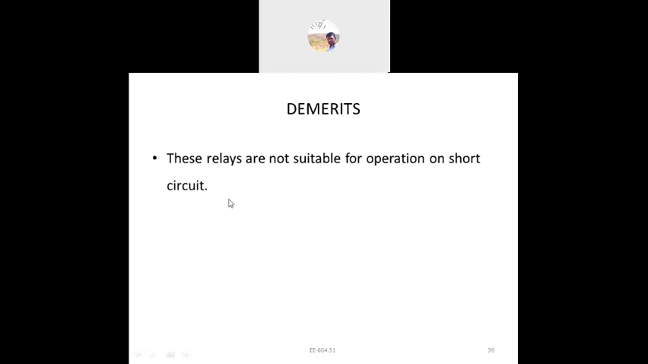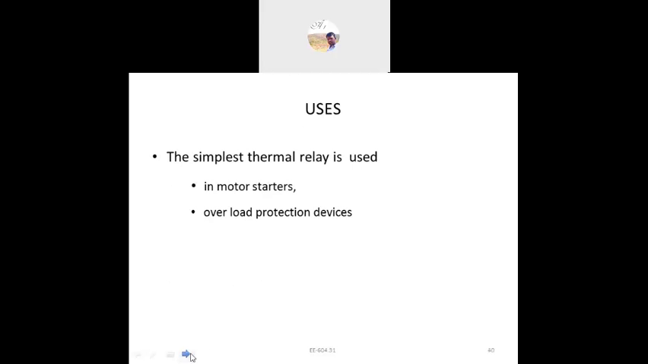Some demerits we can mention: these relays are not suitable for operation on short circuit. If there is a short circuit condition, these are not suitable. That is why we use these thermal relays for motor operations. The simplest thermal relay is used in motor starters and for overload protection. We can see this type of relay in the star delta starter, where thermal relay contacts will be there.